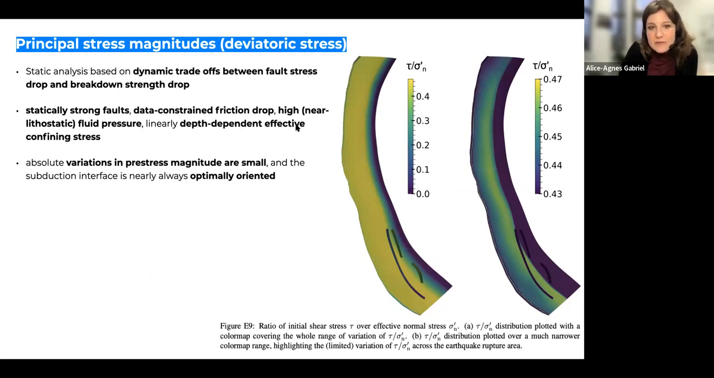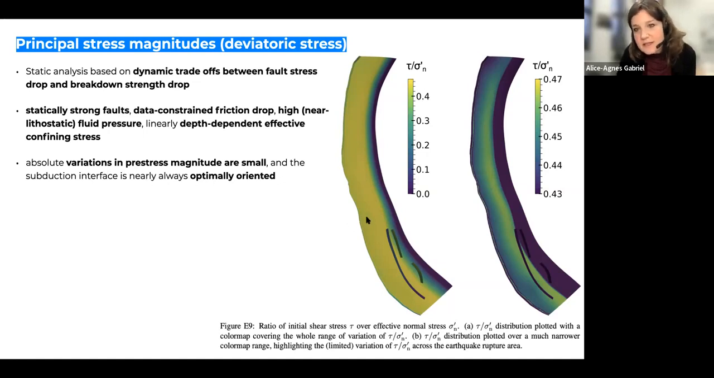We can constrain the friction drop from data, and specifically we use the rotation of the inferred stress tensors on CFM solutions before and after the event. We do need high, so nearly the static fluid pressure, and linearly depth-dependent effective confining stress to reproduce the observations we have at hand. And important is that the absolute variations in the pre-stress magnitude are small.